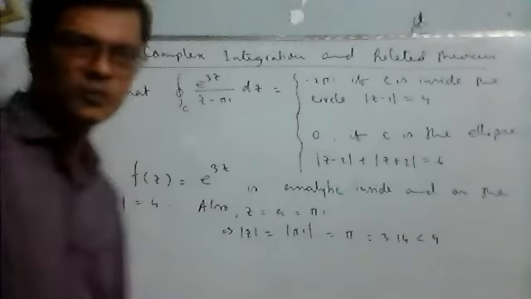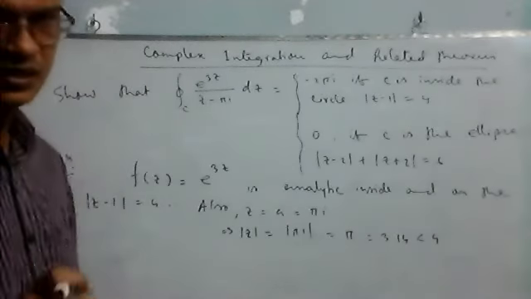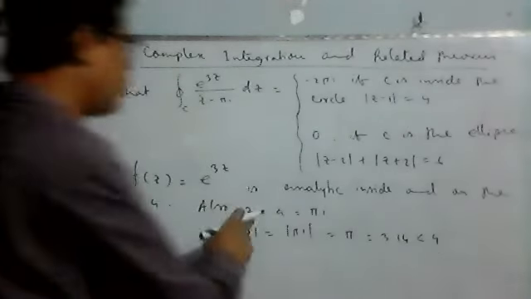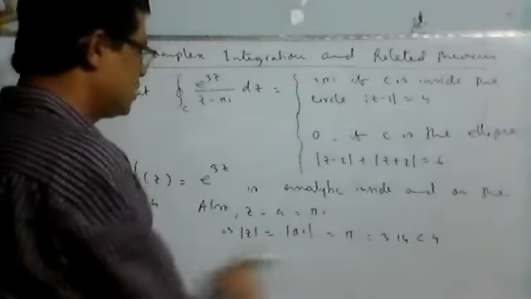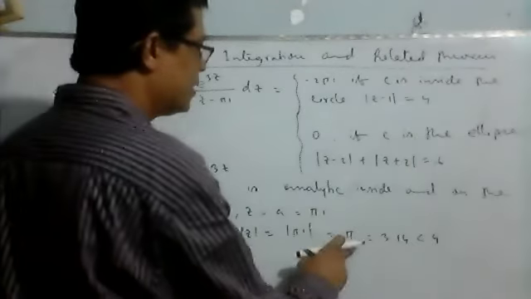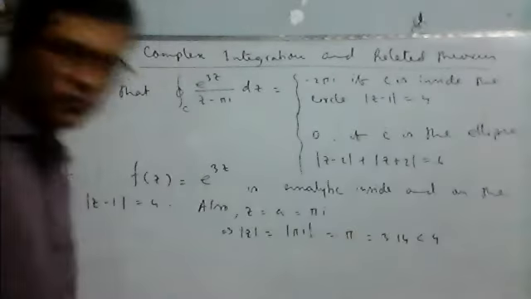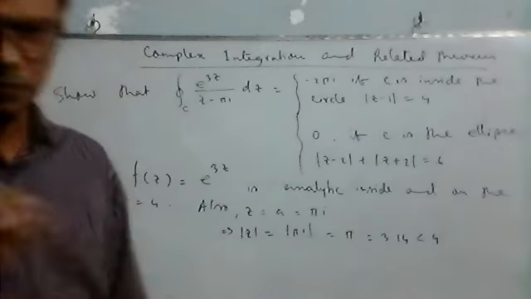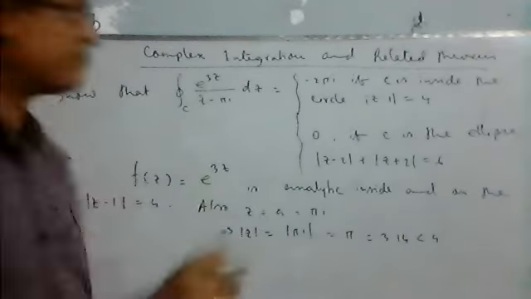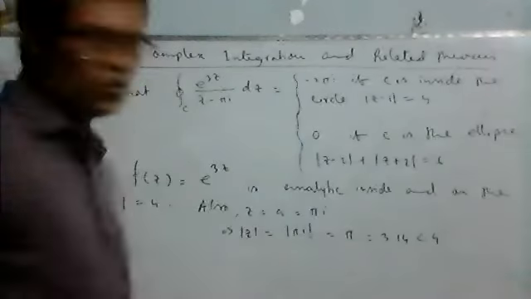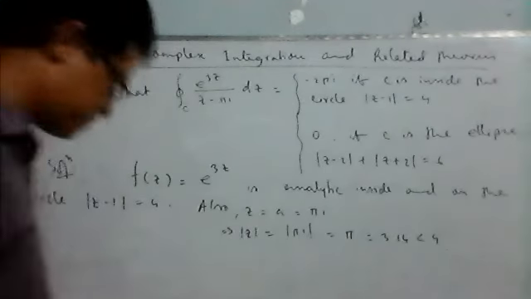The equation of the circle is mod z minus 1 is equal to 4. This represents a circle having radius 4. So since mod z is equal to pi, which is 3.14 and is less than 4, then the point z is equal to pi I lies inside the said circle, represented by mod z minus 1 is equal to 4.